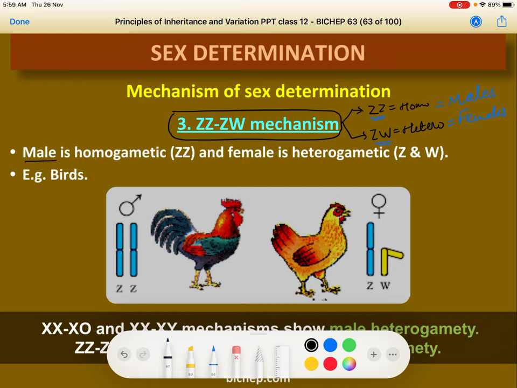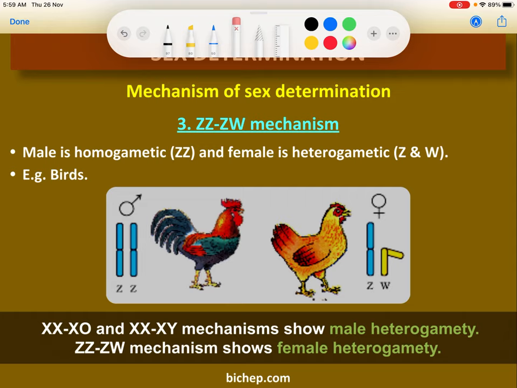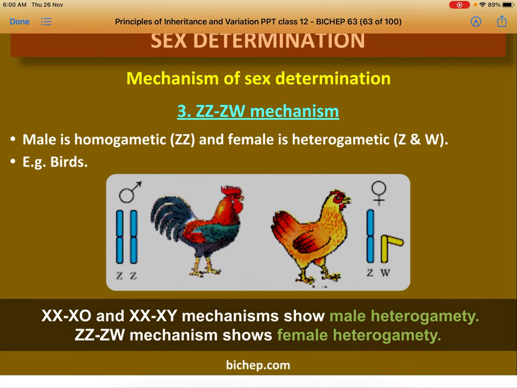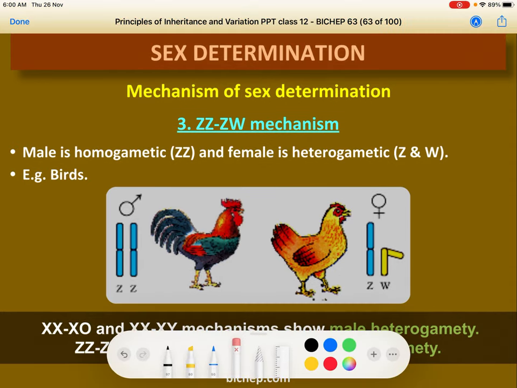Now, here males are homozygotic, containing only Z chromosomes, and females are heterogametic, containing Z and W, two different types of chromosomes. And birds are the example of this mechanism of sex determination, right? So there are three types of sex determination generally observed in nature, specifically in the sexual mode of reproduction. XX-X0 and XX-XY mechanisms show male heterogamety, and the ZZ-ZW mechanism shows female heterogamety. That is the difference between them. Ready? So please take the screenshot of this slide.